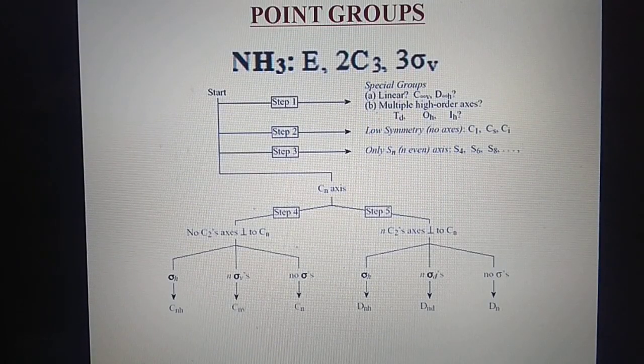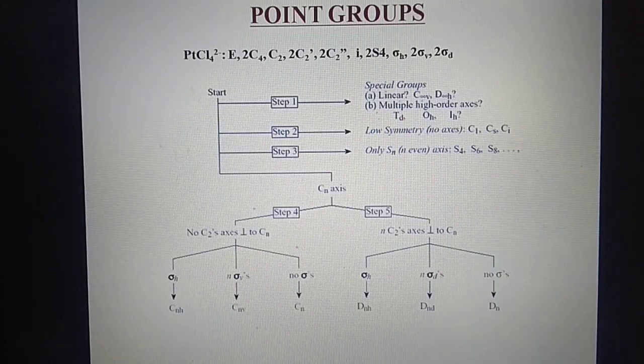Similar is the case of ammonia. Again, in ammonia there is identity, there is a principal axis C3. It is not a linear molecule, nothing else, no Sn axis, no sigma h, but there are n sigma v's. Again the point group would be Cnv, and here the n value is 3, so the point group is C3v.